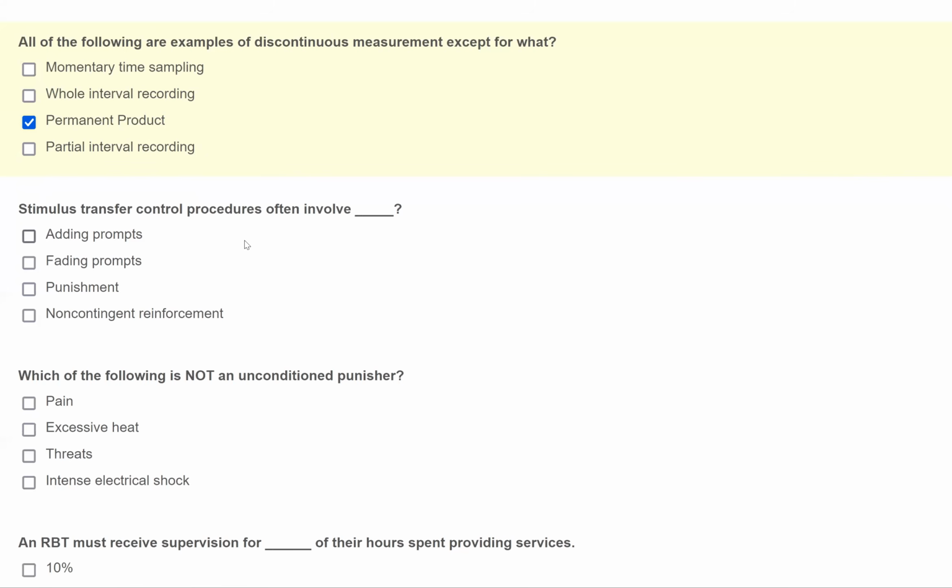So, do stimulus transfer control procedures involve adding prompts? Absolutely not. Do they involve punishment? No, we're not trying to decrease the behavior. We're trying to change what evokes it. And what about non-contingent reinforcement? No, non-contingent reinforcement isn't actually transferring any control of anything. Stimulus transfer control procedures often involve fading prompts. We're taking our temporary SD, our prompt, fading it out until the real SD controls the behavior. Don't be worried about stimulus transfer control procedures. Just think about fading prompts, transferring control from SD to SD.